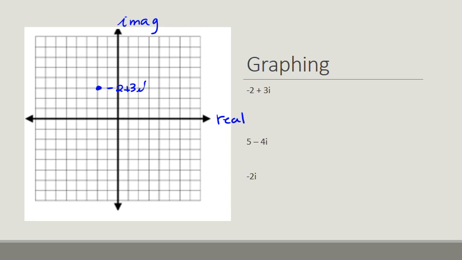Okay. To graph 5 minus 4i, I go over 5 on the real and down 4 on the imaginary. So this is the point 5 minus 4i. If I want to graph -2i, I'm not going to go anywhere on the real, and then I'm going to go down 2 on the imaginary. So that's how I graph an imaginary or complex number.